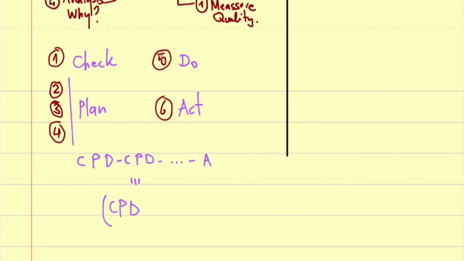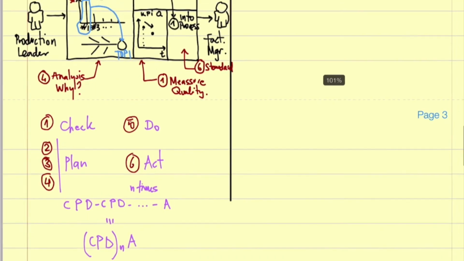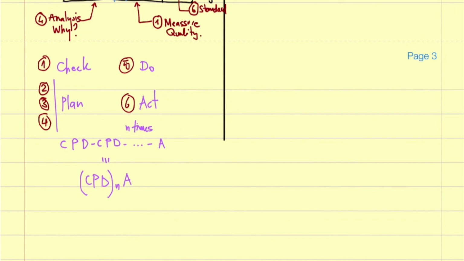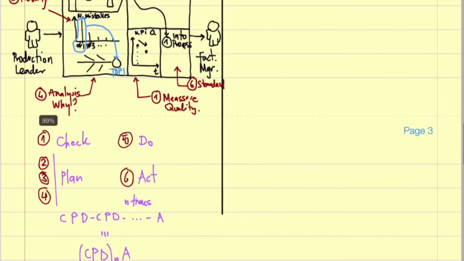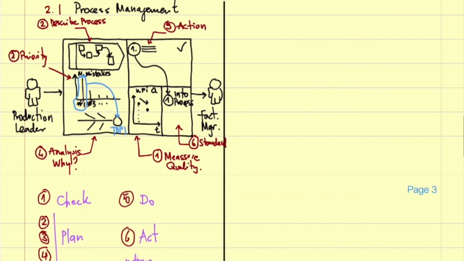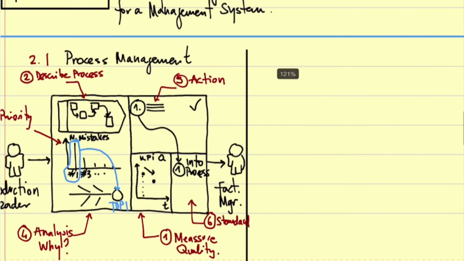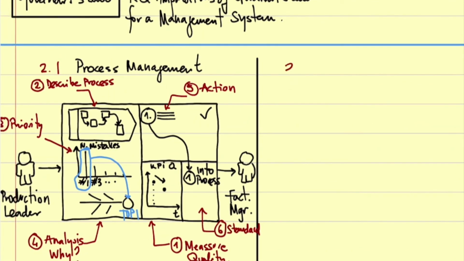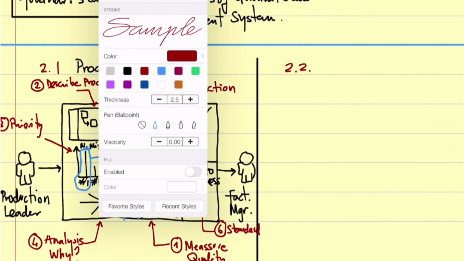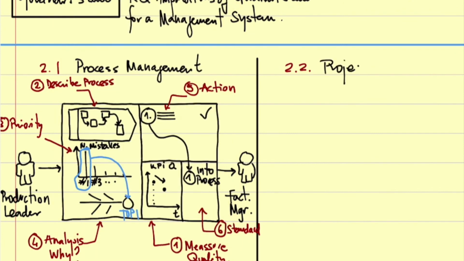CPD N times until you get an acceptable performance. Okay, so this is our process management routine. Okay, then we go to, let's say, project management.